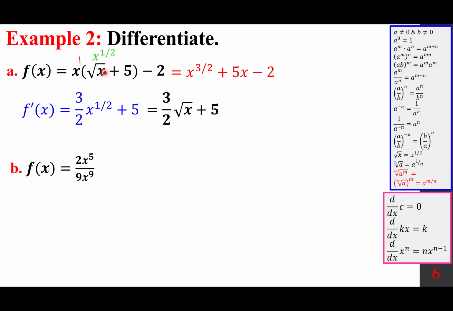2 x to the power of 5 over 9 x to the power of 9 is f of x. We want to differentiate that. And to do so, we're going to put it in a format that the power rule is in order. So first and foremost, x to the power of 5 over x to the power of 9. If you look at the quotient rule, it's a to the power of m over a to the power of n is a to the power of m minus n. So this is x to the power of 5 minus 9. So 2 over 9, x to the power of minus 4. 5 minus 9.